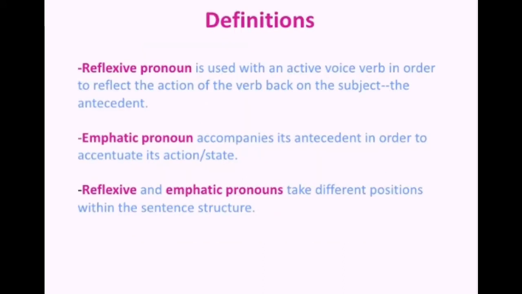What are these pronouns? Let's see. A reflexive pronoun is used with an active voice verb in order to reflect the action of the verb taken back on the subject, the antecedent. So basically reflexive means when you reflect back. They just reflect the action of the verb on the subject. Okay, and emphatic accompanies its antecedent. Accompanies means के साथ होता है in order to accentuate its action. Okay, accentuate is like, describe its action. So basically emphatic and reflexive pronouns take different positions within the sentence structure. That means they have different positions in a sentence.